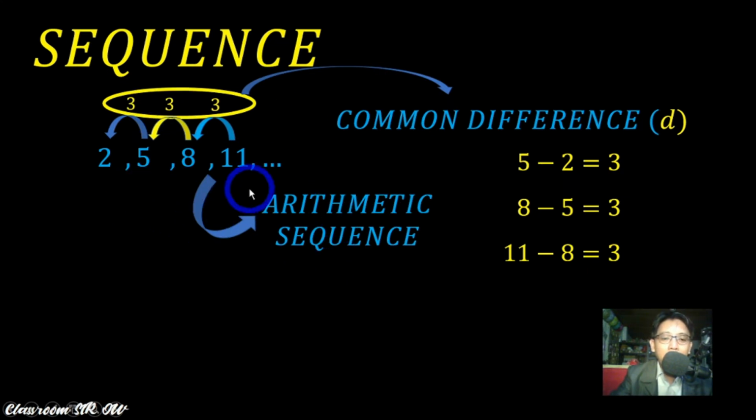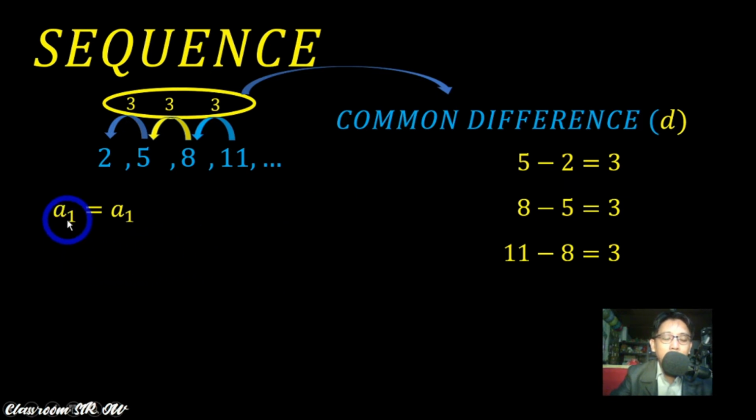Now, since this is an arithmetic sequence, let us derive the general formula, or the nth term formula, of the arithmetic sequence. When we say a sub 1, that refers to the first term of the sequence. In this example, the first term is 2. And of course, the first term is always equal to the first term, by the reflexive property. Now the second term, which is 5, is your first term, 2 or a sub 1, to which we just added the common difference, 3. That is why we obtain a sub 2, the second term.